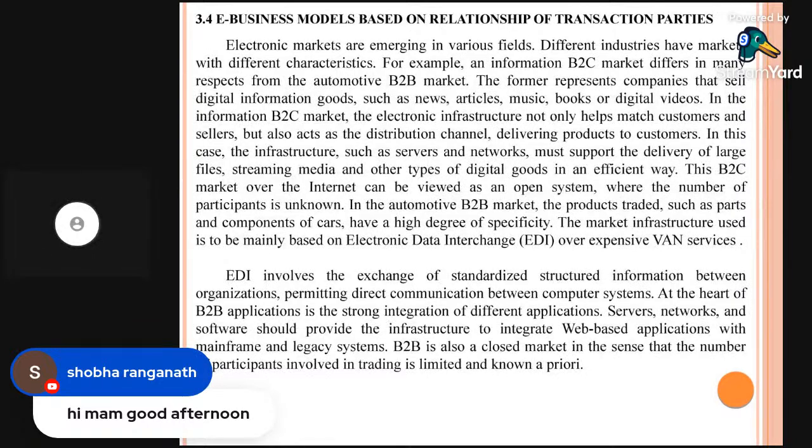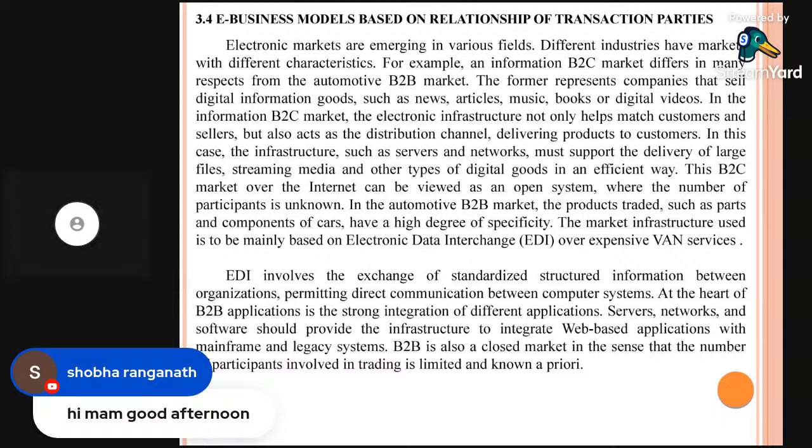Now, e-business models based on the relationship of transaction parties. This we have discussed earlier. We have named it. The first type is a business model which is based on the relationship of transaction parties. Electronic markets which are emerging in different industries have markets with different characters. Say, for example, an information business to customer market differs in many respects from an automotive business to business market, that is the B2B market. In the former case, this represents the companies that sell digital information goods such as news articles, music, books, or digital videos.